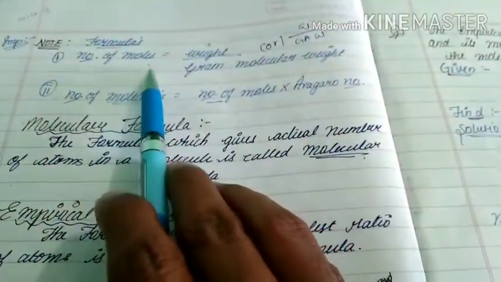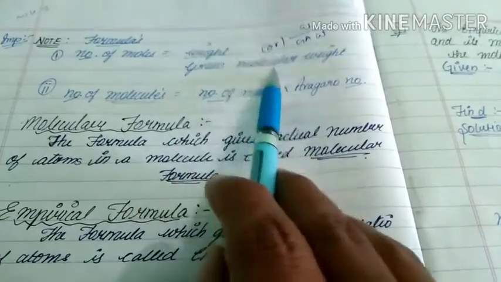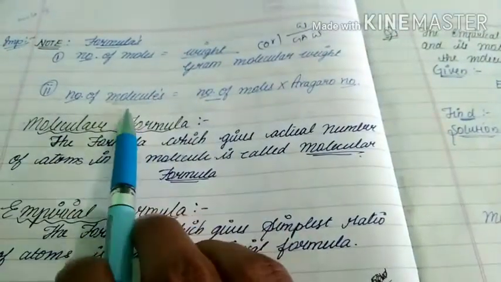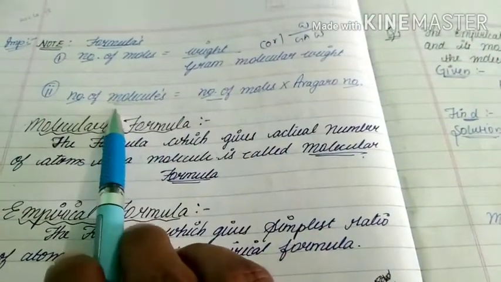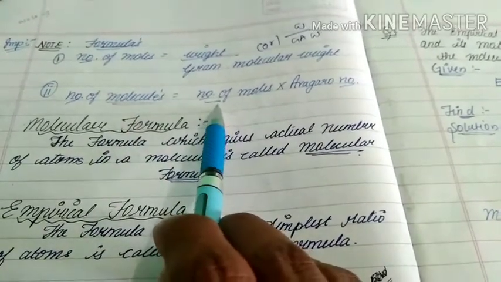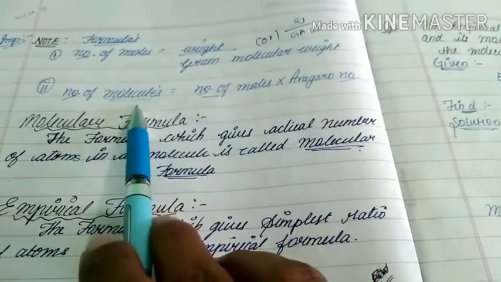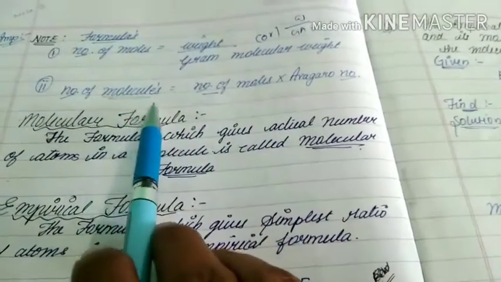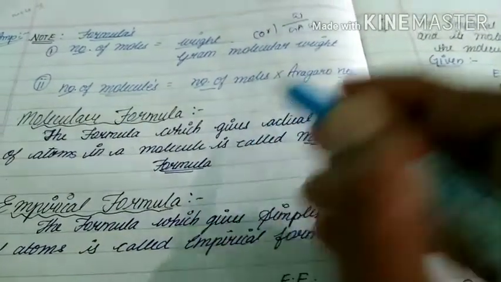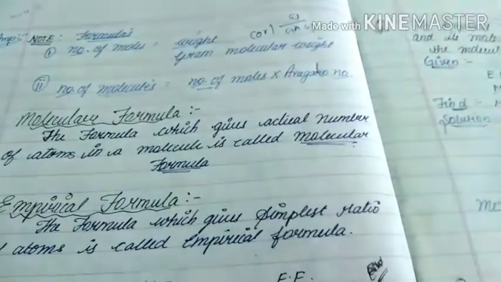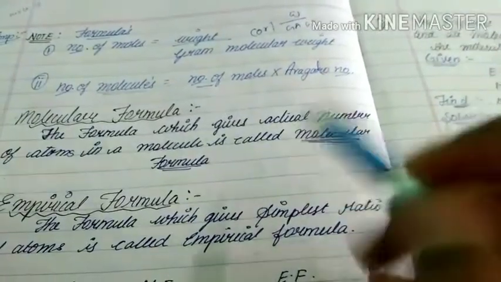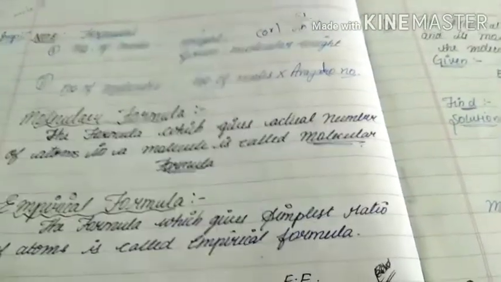So what is the formula? Number of moles equals weight of the substance by gram molecular weight, or weight of the substance by gram atomic weight. That is one formula. One more formula: number of molecules is equal to number of moles into Avogadro number. Mole is different, molecule is different, both are not the same. So these are the two formulas present in mole concept. I will tell one problem regarding these formulas.